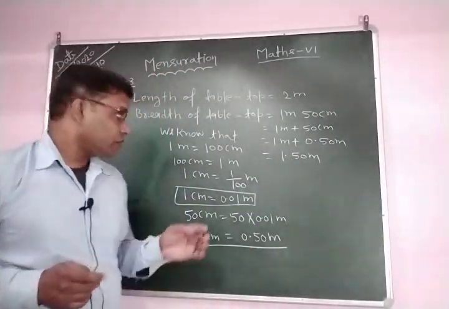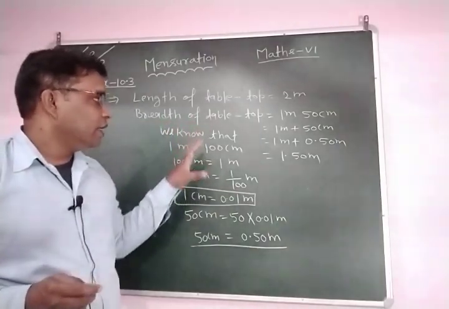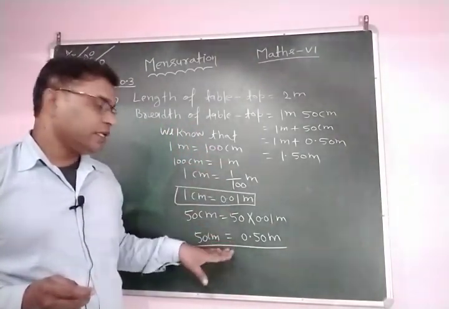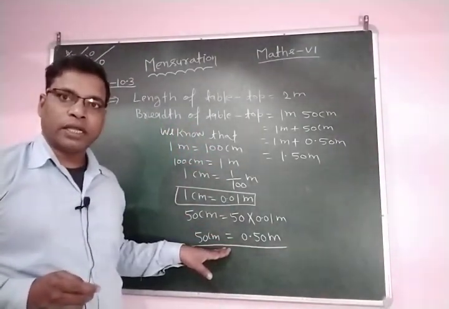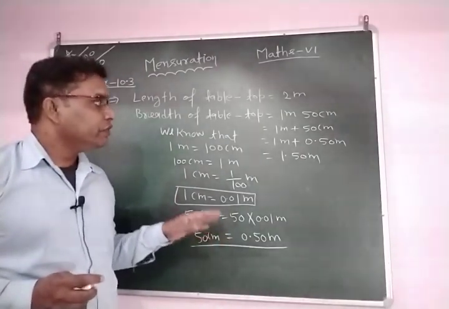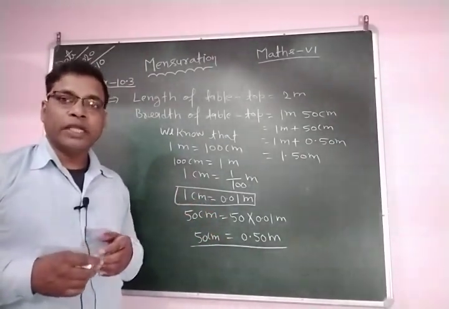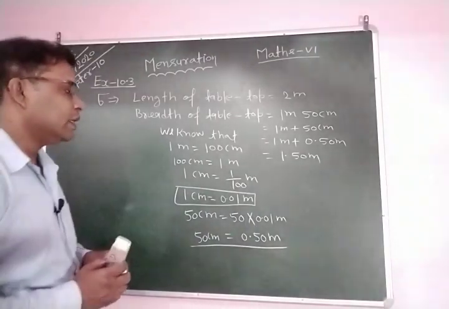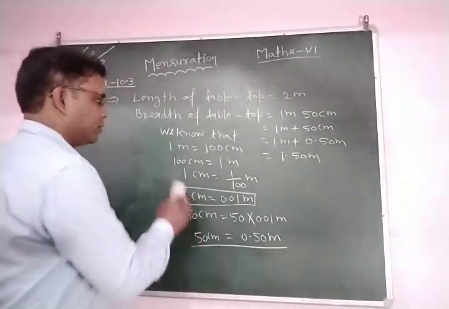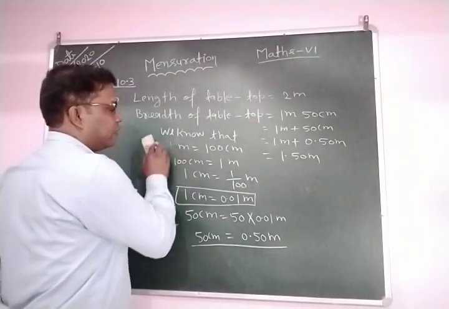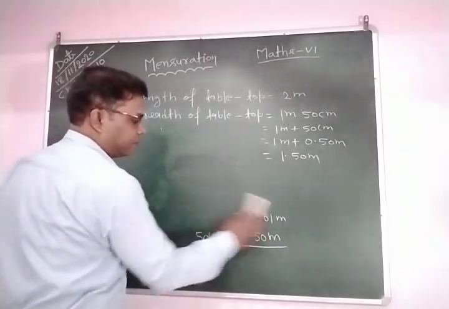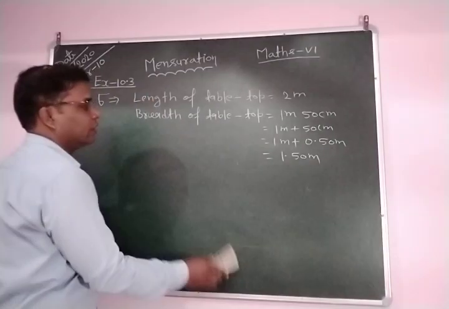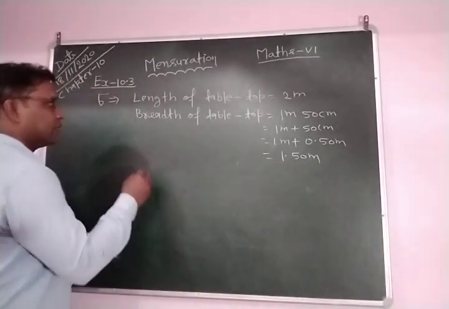Now you can see how we can convert centimeter in meter by this process. I hope all have understood. Now we need to find in this question the area of tabletop. Okay, so let's see in meter square. So let's see what is the area of tabletop. So first we erase it. Now we write here area of tabletop.